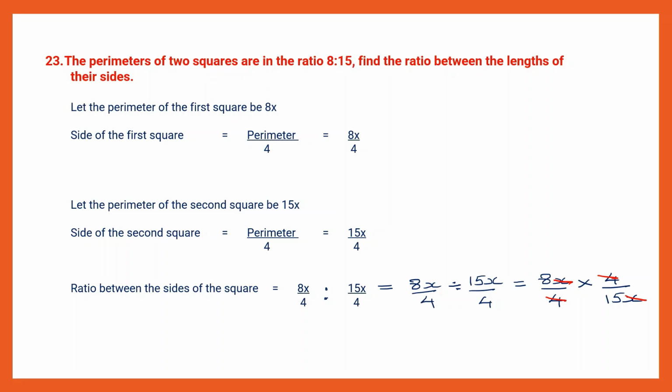Now what do we have in the numerator? We have 8 in the numerator and 15 in the denominator. So the fraction that we have is 8 by 15. And if you have to change it to a ratio, it becomes 8 is to 15. So this is the answer. So what was the question? The question is find the ratio between the lengths of their sides. The ratio between the lengths of the sides of the square is 8 is to 15.